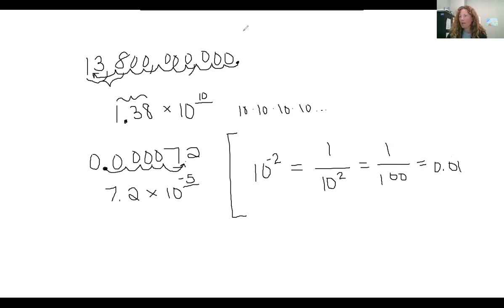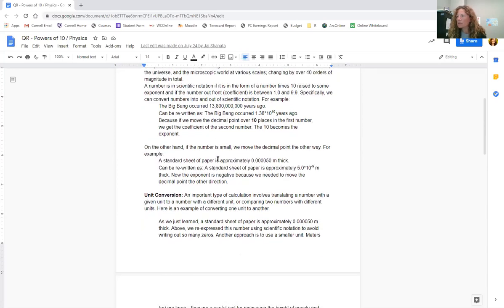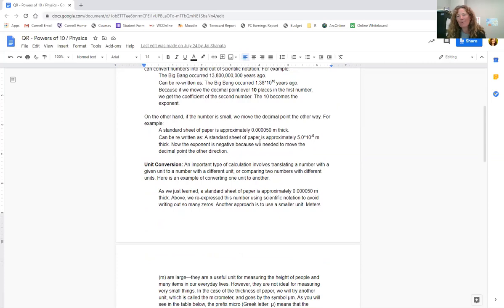Let's look back at our problem sheet, our introduction sheet. We talked about Big Bang. We talked about how we move the decimal places. And we talked about a different example, an example of if the decimal is very small. Okay, so both of these examples, and the one I did that's different, all involve moving from standard form to scientific notation. You can go the other way as well.